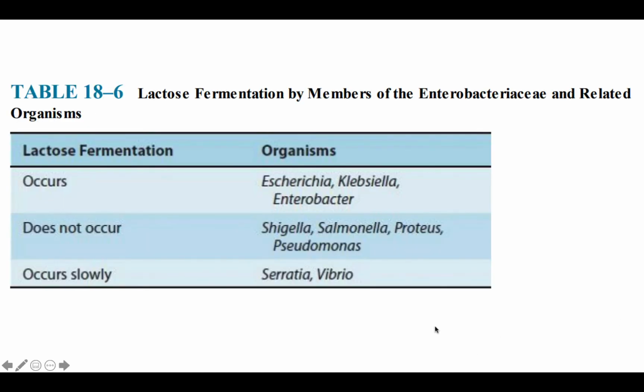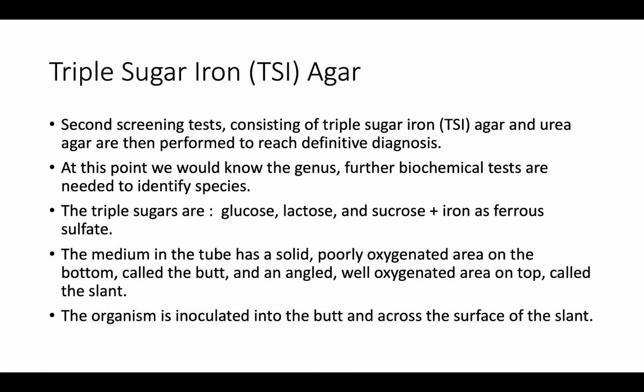So lactose fermentation, we know that the slow one is Serratia; quick are E. coli, Klebsiella, Enterobacter; non-fermenters are Shigella, Salmonella, Proteus, Pseudomonas. This is very important. So this is the segue into the triple sugar iron test. The second screening test consists of the triple sugar iron and then urea agar, performed to reach a definitive diagnosis. I think this was covered well in the lab. At this point, we would know the genus. Further biochemical tests are needed to identify species.